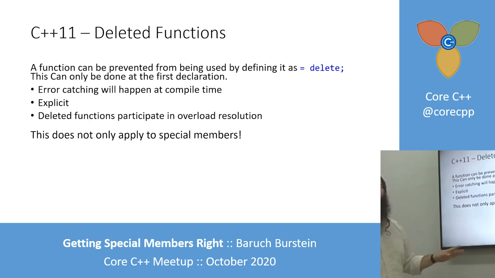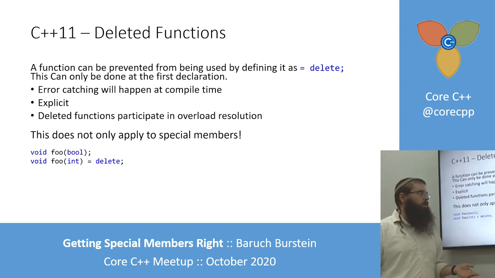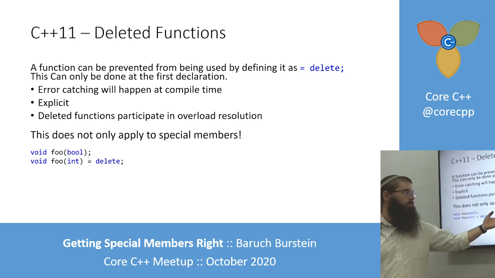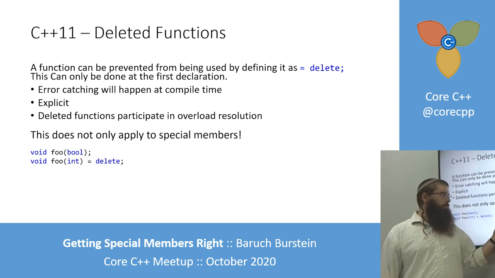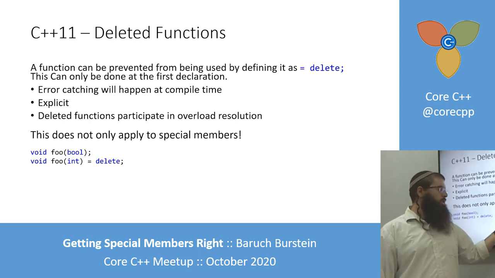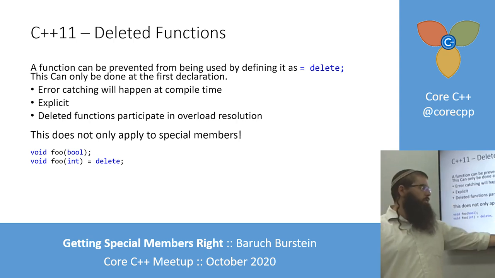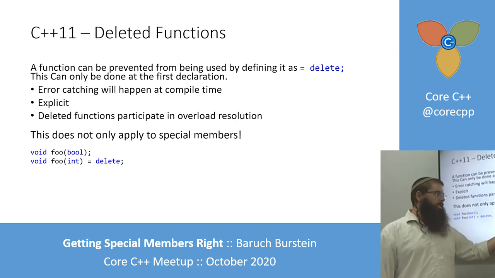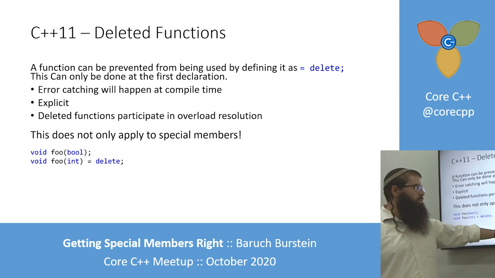This could be useful, for instance, if we want to prevent an implicit conversion. For instance, if we have a function foo(bool) and we want to prevent it being called with int, if we didn't have this and we called it with int, it would be implicitly converted to a bool and it would compile. If we delete foo(int), like we said, it participates in overload resolution. This is now a better match, and foo(int) will not compile.